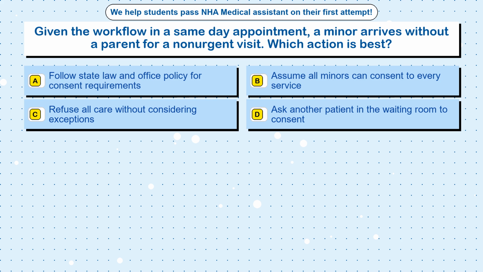Which action is best? Option A. Follow state law and office policy for consent requirements. Option B. Assume all minors can consent to every service. Option C. Refuse all care without considering exceptions. Option D. Ask another patient in the waiting room to consent.